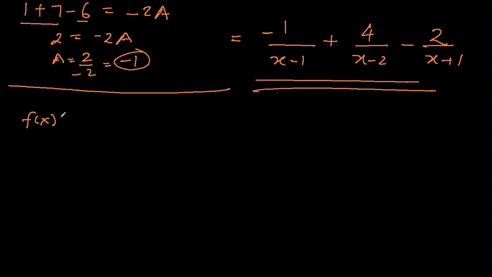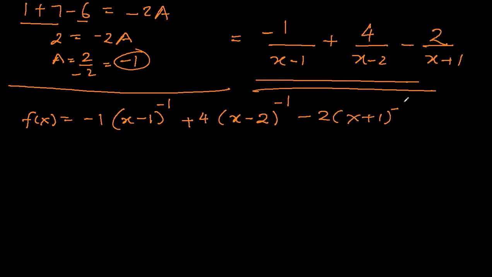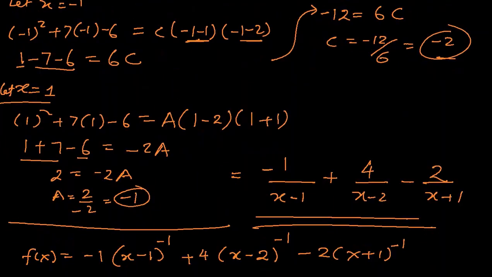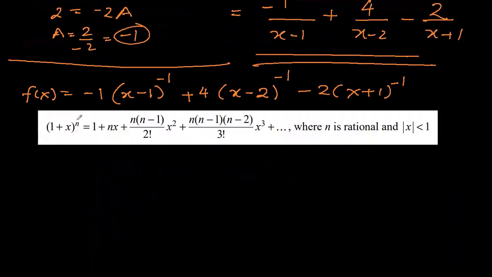It will be f(x) equal to (-1)(x - 1)^(-1), because we are bringing it up. Similarly, 4(x - 2)^(-1), and then -2(x + 1)^(-1). And now we will expand all three of them individually, up to cubic power. And we need this formula for expanding them.